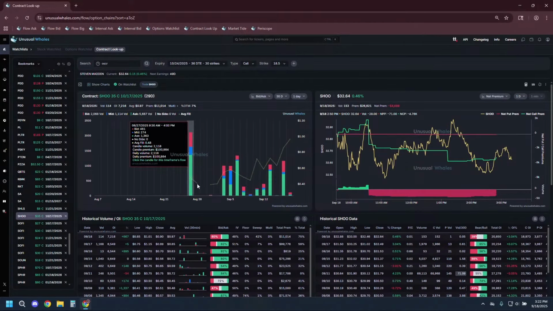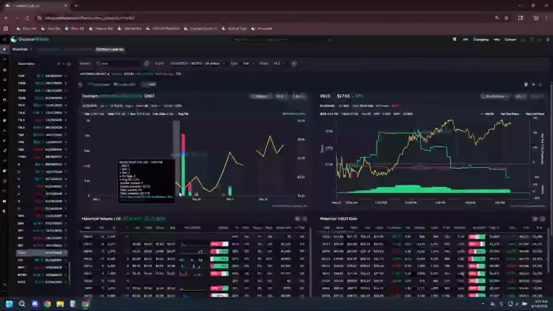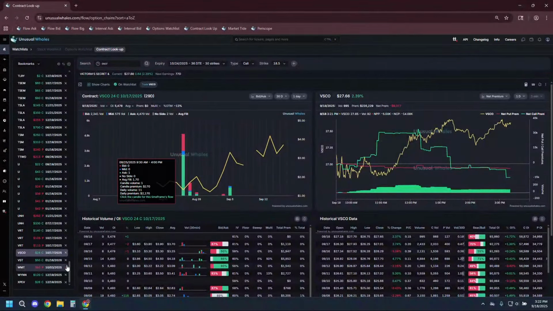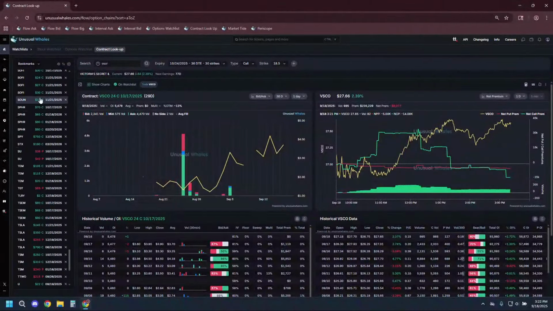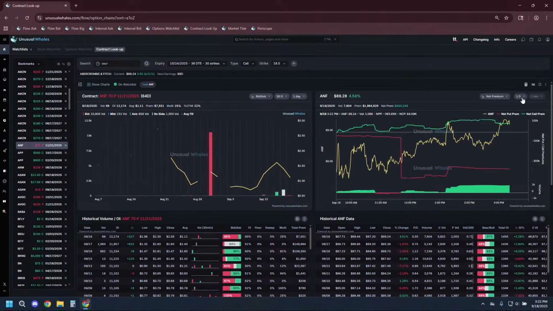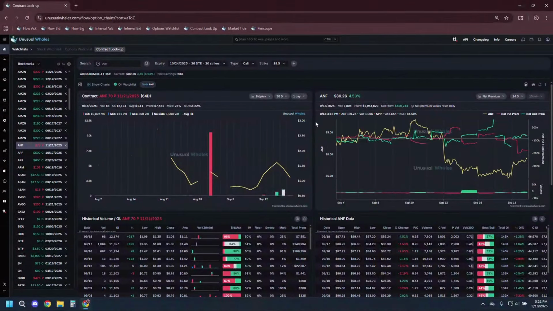Victoria's Secret calls, kind of a similar theme. When did this first start? August 28th there. August 27th for Steve Madden. Okay, it's not the same day, but maybe a thematic thing, perhaps. I think there was some ANF call flow as well. How's ANF been doing in the last 2 weeks? Okay, so ANF not as hot as Steve Madden or Victoria's Secret.